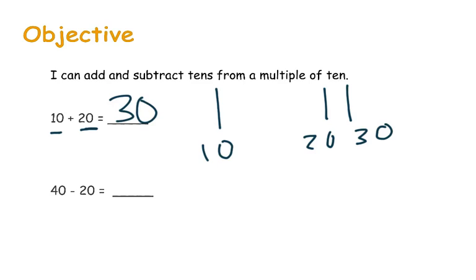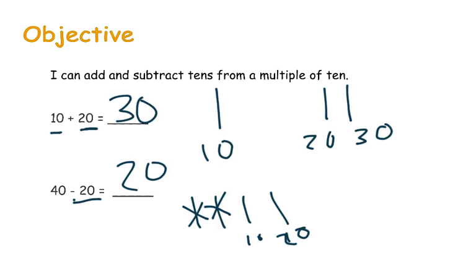Okay, now this one is subtraction. So we have 40, and we need to take away 20. So 10, 20. We have 10 left, 20 left. So adding and subtracting from multiples of 10.